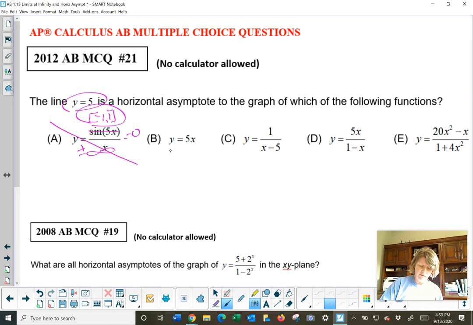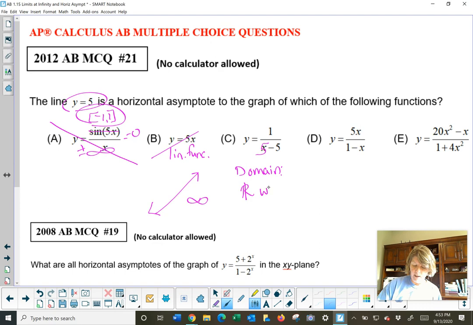Well, this is a linear function, right? Linear function, it looks like this. That's tending to infinity. There's no horizontal asymptote, so it's not B. If x were 5, I have a domain issue, don't I? It's the domain of all reals where x cannot be 5. That's a vertical asymptote of x equals 5. So C is not the answer.